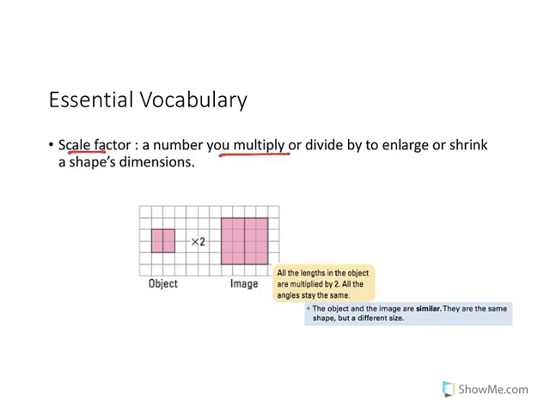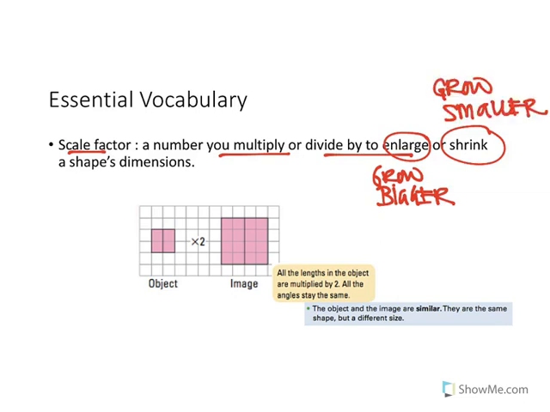It's a number which you multiply or divide by to enlarge, meaning to grow big, or shrink, which means to grow smaller, a shape's dimensions. So in this case, to turn the object to the image, we multiplied by a scale factor of 2. And we'll notice that when we do that, all the angles will stay the same, just that the lengths are doubled. So if you notice this side is 2 tall, now it's become 4 tall.